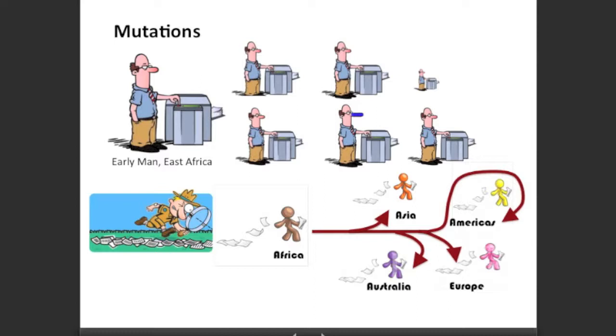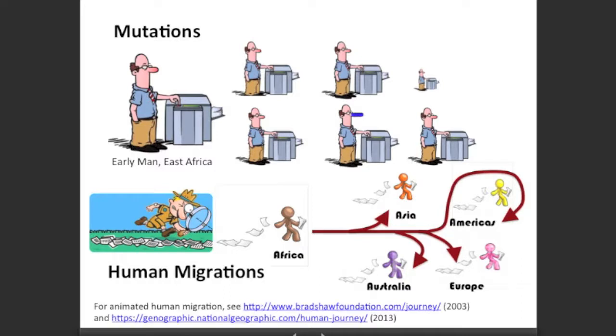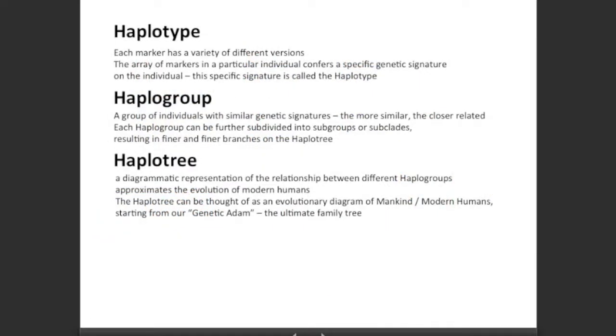And scientists are able to follow that paper trail, and together with archaeology and linguistics, they're able to trace the migration of humans out of Africa. So mutations are very, very helpful from that point of view, and there are some useful references there about that human migration and the human journey.